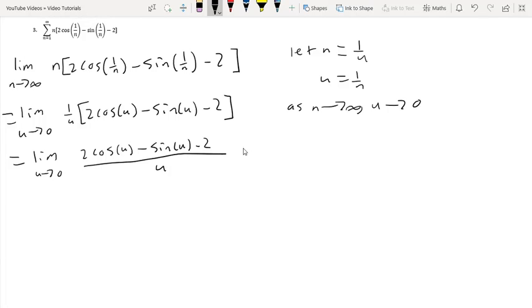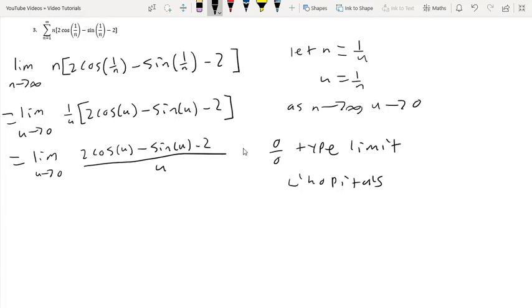And now if we try to evaluate this, we'd say that as u approaches 0, 2 cos u is going to approach 2. But then we're going to be subtracting 0 and then subtracting 2. So we're going to get 2 minus 2, which would be 0. And then on the bottom, u will approach 0. So what we get is a 0 over 0 type limit. And when we get this indeterminate form, since this is also differentiable, we can use L'Hopital's rule.